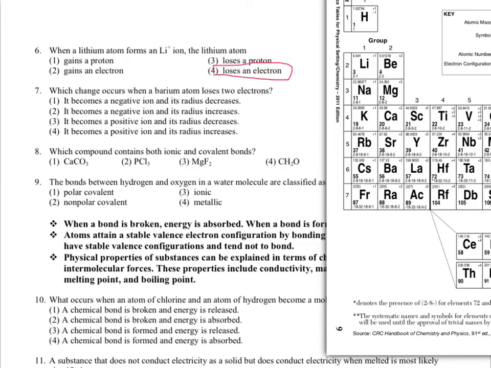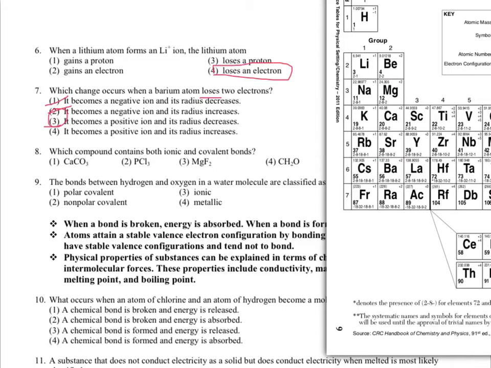Now, next it asks, what change occurs when a barium atom loses 2 electrons? And we want to look at barium. Barium is here, element number 56. And we can see that it forms a positive 2 ion. So it's going to become a positive ion. So we can immediately eliminate the first 2 choices. And then it asks what occurs to the radius. Well, here is the key word lose. If you lose anything, electrons, weight, anything, you're going to become smaller. So its radius will decrease.